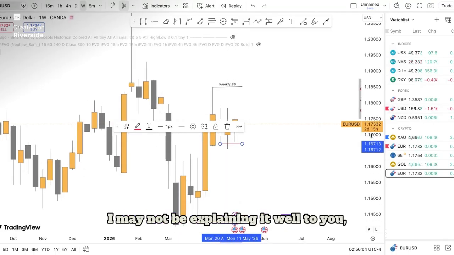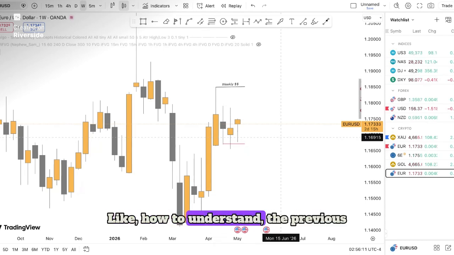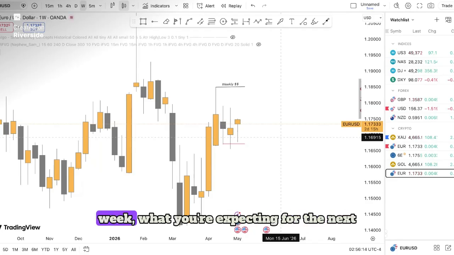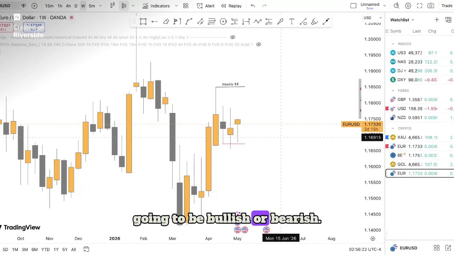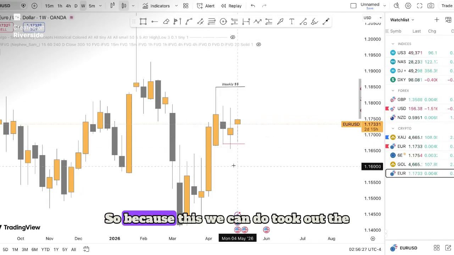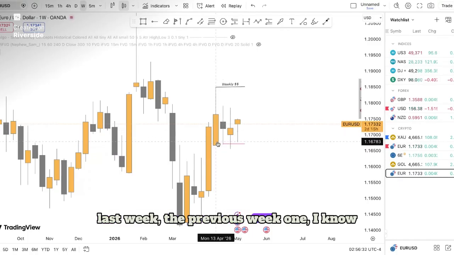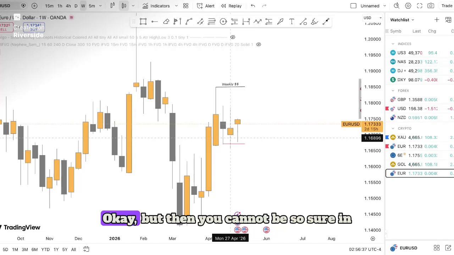I might not be explaining it well to you, but in my next video, I'm going to show you how to read this, like how to understand the previous week and what you're expecting for the next week, so that you know if your bias is going to be bullish or bearish. I'm going to do a separate video for that. Because this week's candle took out the previous week's, I know it's going to be bullish.